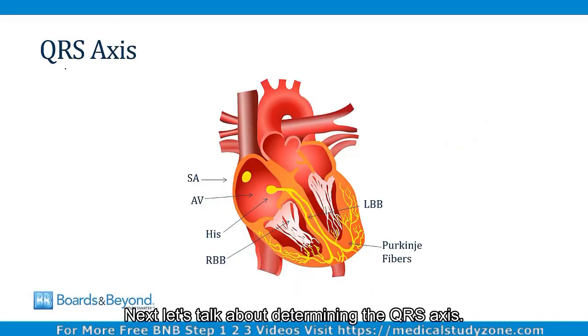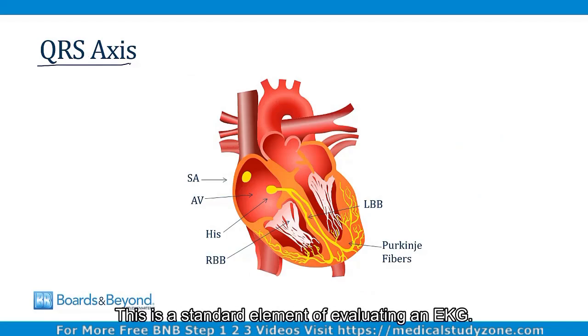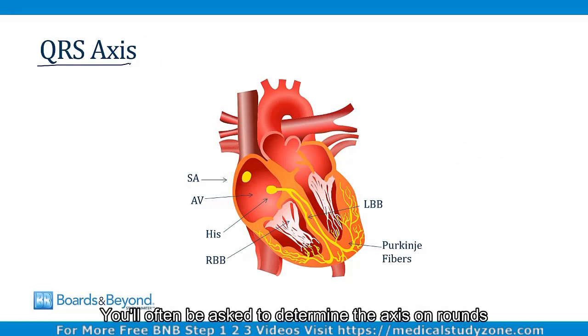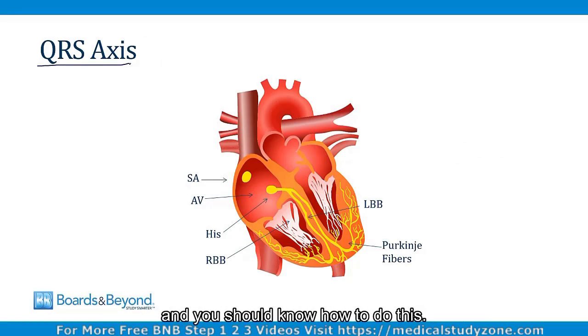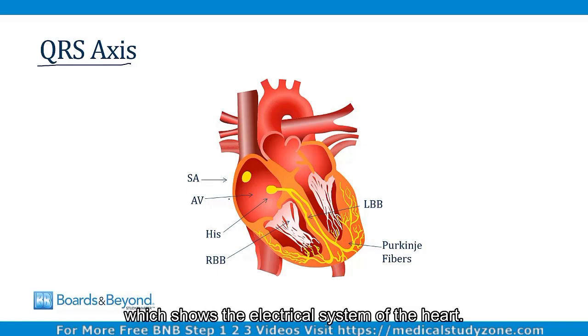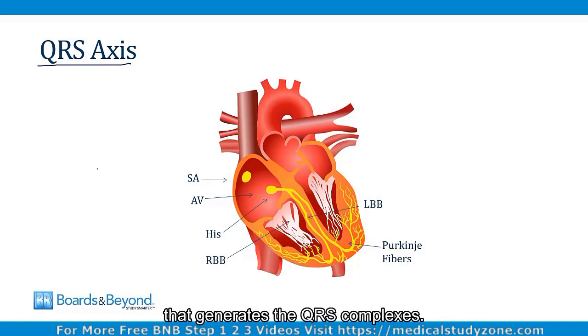Next, let's talk about determining the QRS axis. This is a standard element of evaluating an EKG. You'll often be asked to determine the axis on rounds, and you should know how to do this. So let's take a look at this picture of the heart, which shows the electrical system of the heart. When the ventricular myocytes depolarize, that generates the QRS complexes.